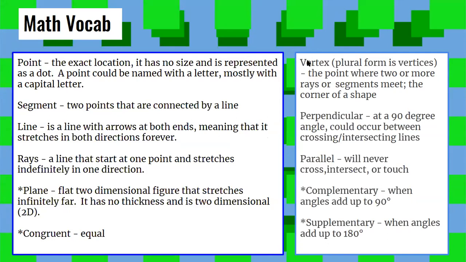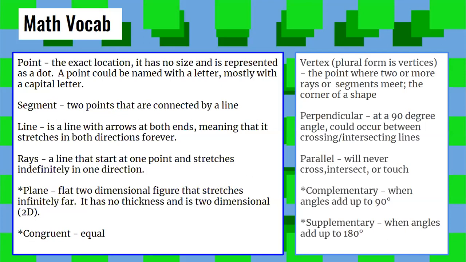So the next thing we got is vertex. The plural form of vertex is vertices. A vertex is a point where two or more rays or segments meet. A point could also be considered a corner of a shape. Next we have perpendicular. A perpendicular means at a 90-degree angle and could occur between crossing or intersecting lines.